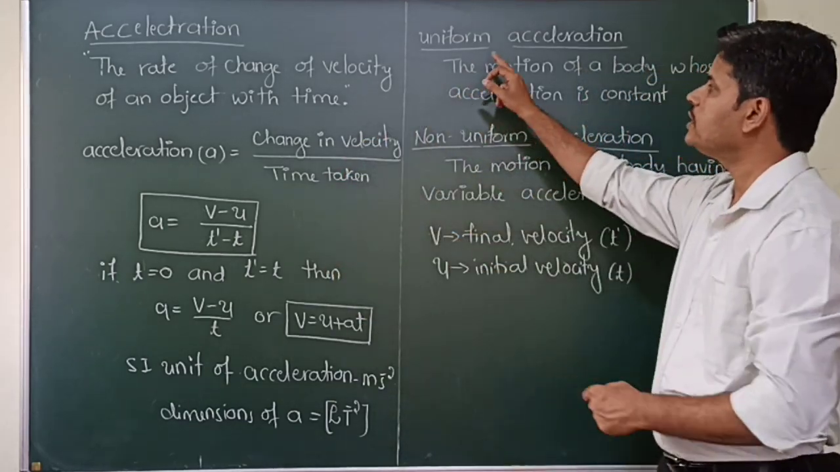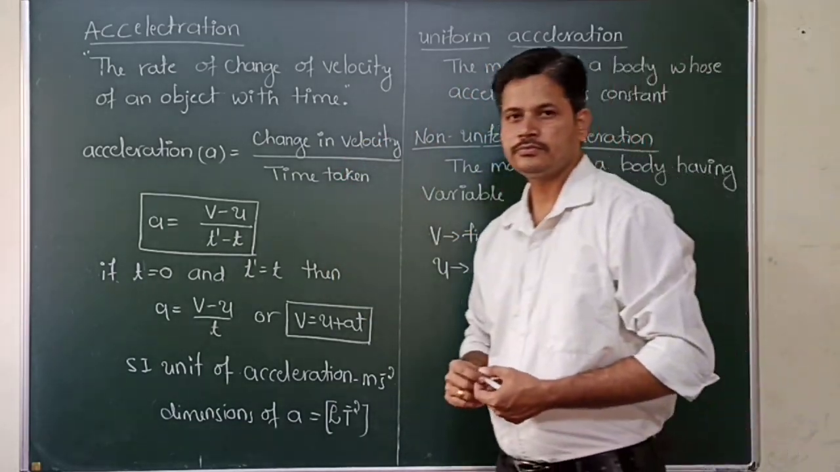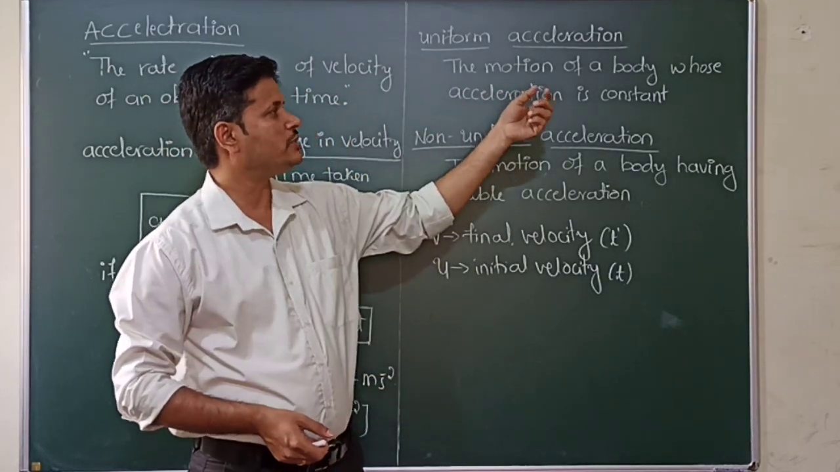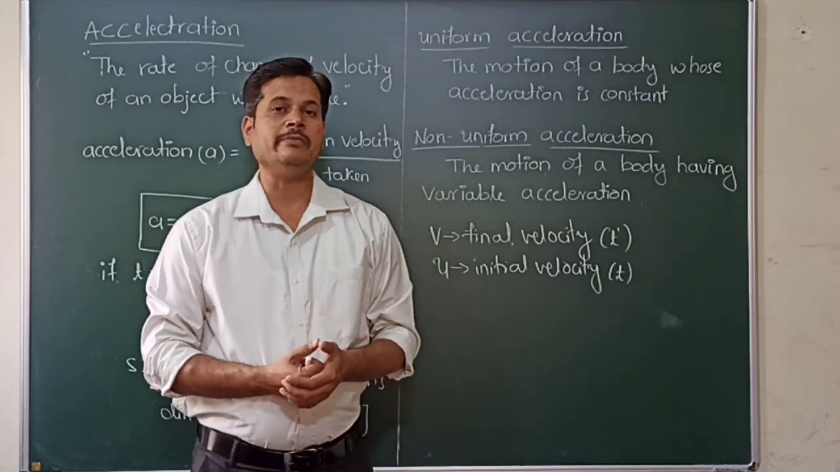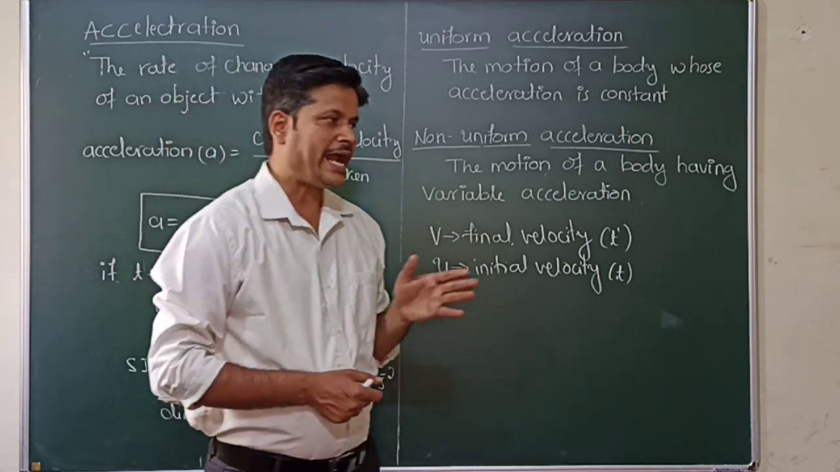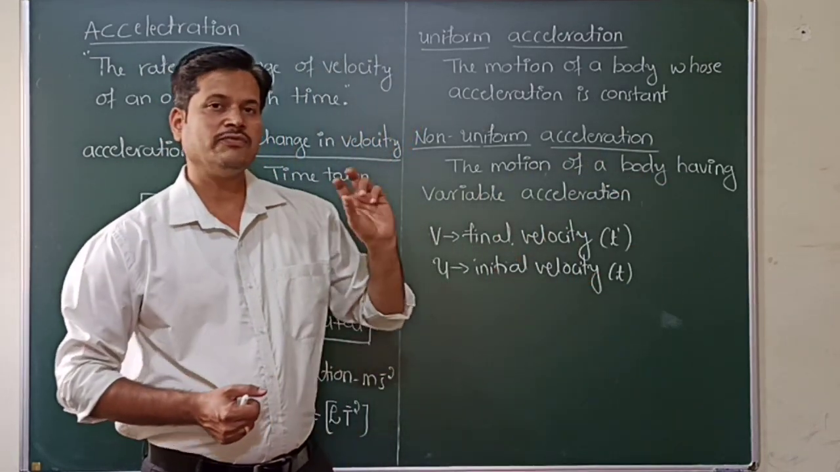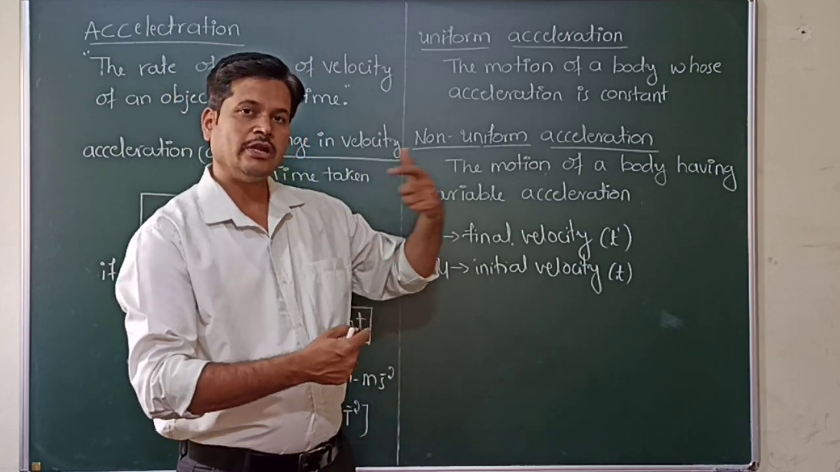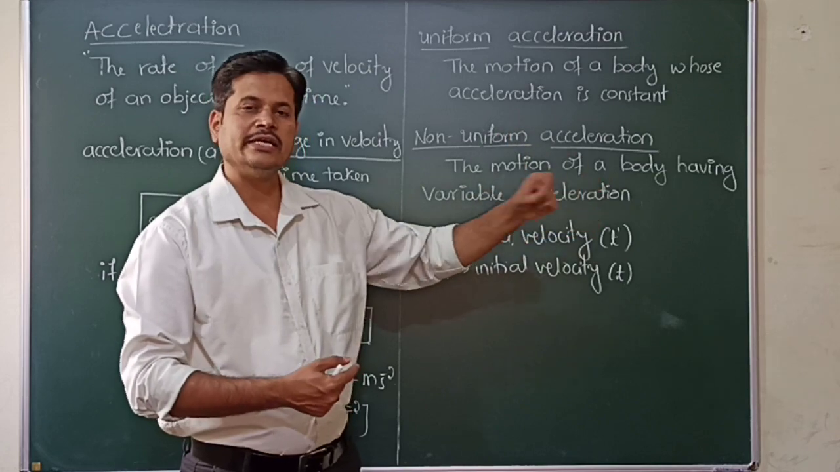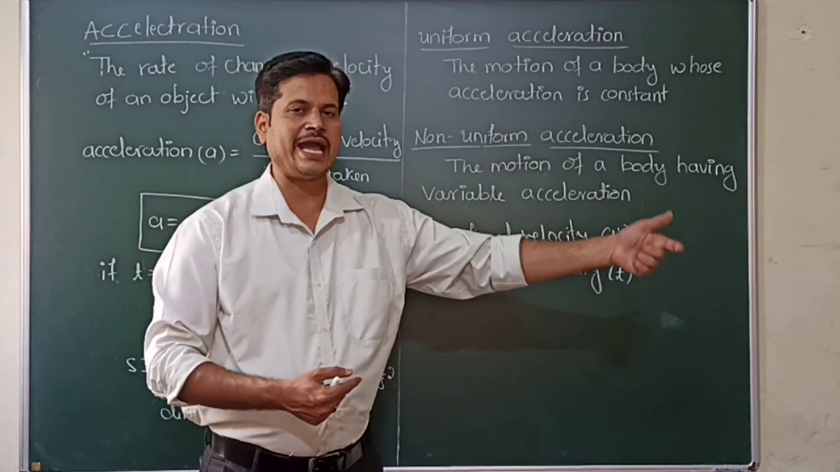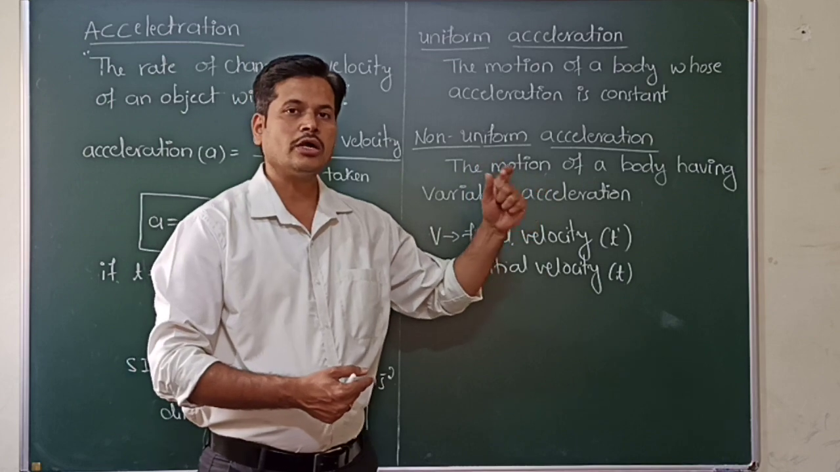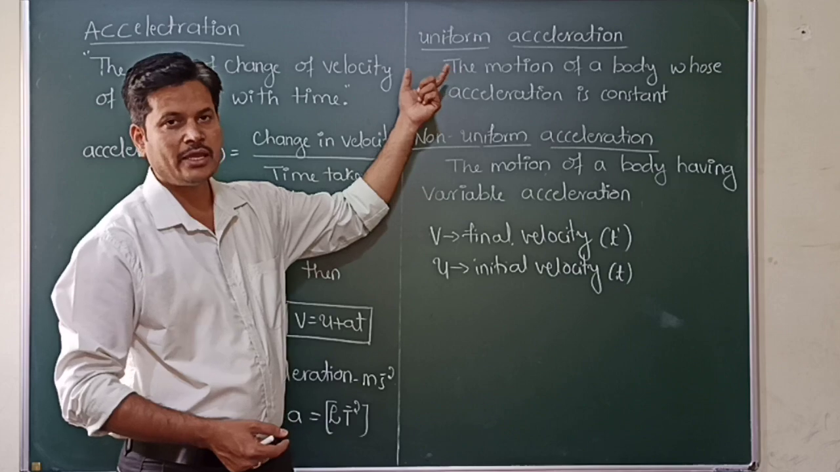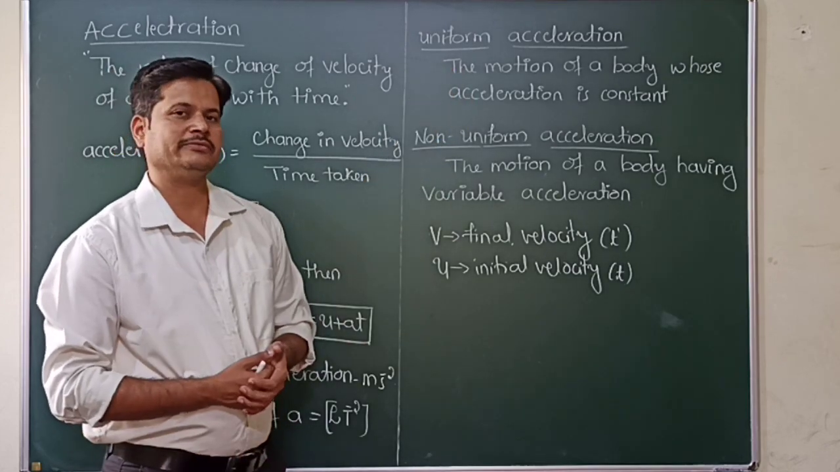Okay, next is uniform acceleration. Uniform acceleration means the motion of an object whose acceleration is constant. That means the object is moving in a particular direction and its velocity is continuously changing in equal intervals of time. That change in the velocity occurs in equal intervals of time, then it is said to be uniform acceleration, right?